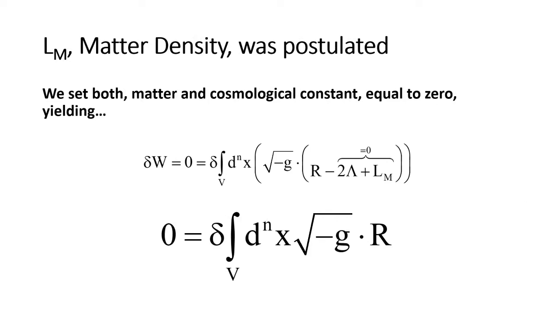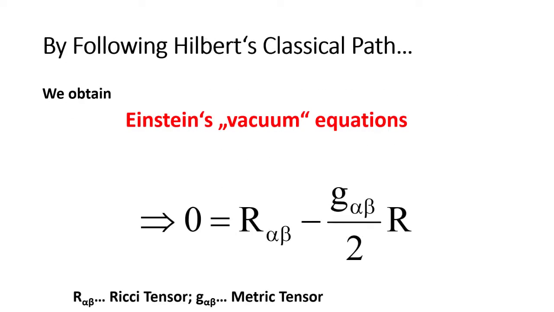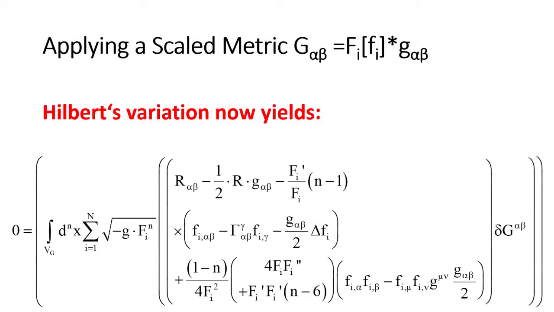As we have already shown in an earlier presentation, see part 1 of this series, we do not need the matter term Lm nor a cosmological constant to obtain matter. We set both lambda and Lm equal to 0 and just proceed with the curvature of spacetime, known as the Ricci scalar, as the kernel within our variation. Now, by following Hilbert's classical derivation, we obtain the so-called vacuum Einstein field equations. Things change, however, in a rather interesting manner when introducing a slightly adapted metric tensor with a scaling factor as shown here. Hilbert's variation then yields a much more complex kernel.